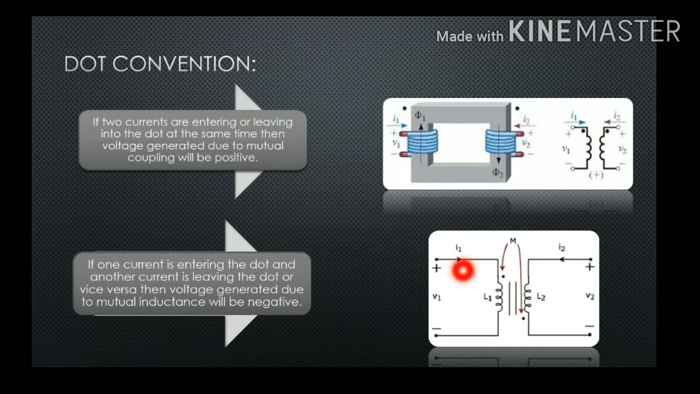In this case you can see that the current is entering the primary coil, but in this coil the current is leaving the coil. In this case the flux induced will be in the opposite direction, so that the voltage would be negative. V is equal to minus M into di by dt.